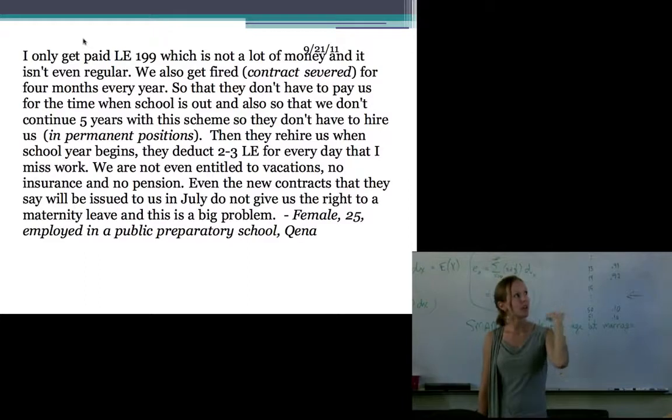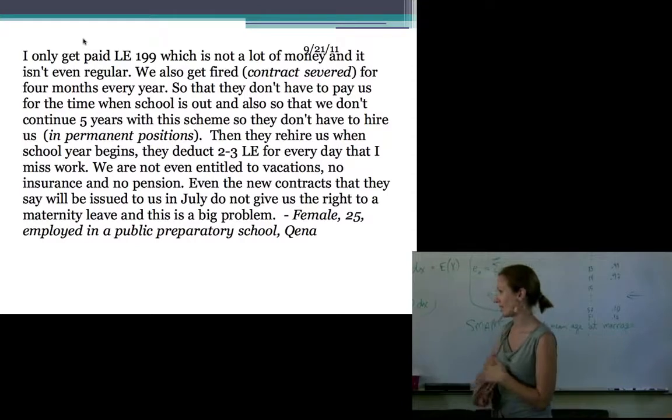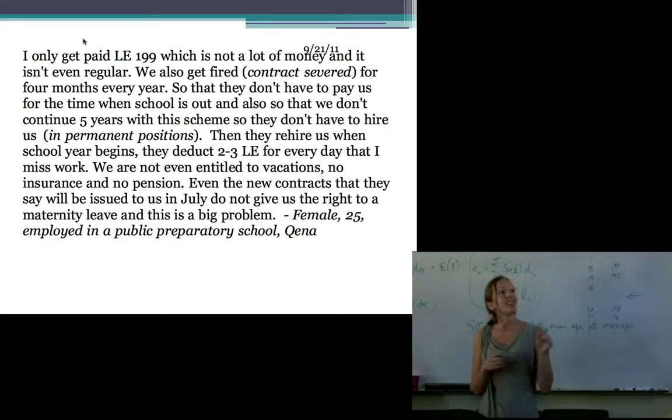So this girl said they sever their contracts for 4 months every year so that they don't have to pay us for the time when school is out, and so that we don't continue for 5 years within this temporary hiring scheme, at which point they would have to give us permanent positions with Social Security and healthcare and all these kinds of benefits. So they rehire us when the school year begins.